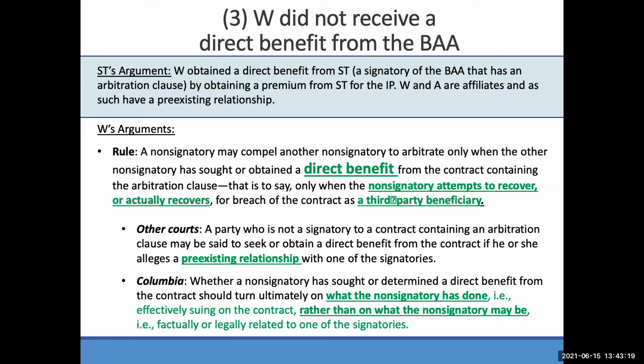Now in Columbia, they don't really care what the factual or legal relationship is between the signatories. It determines whether there was a direct benefit based on what the signatory has done, right? Effectively suing on the contract. So basically what the signatory did under the contract, what those rights are, not really who they may be. So it's looking at what was done, not who they are or what relationship they had, the actual conduct or result that came out of these contracts.